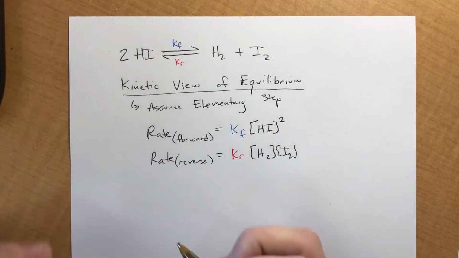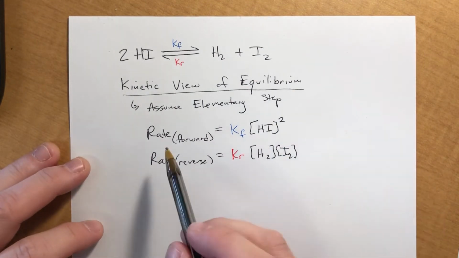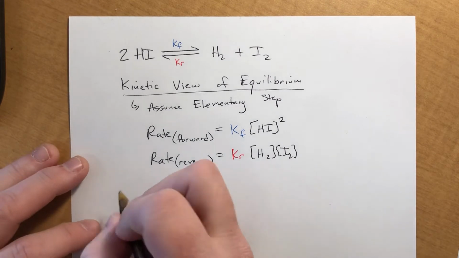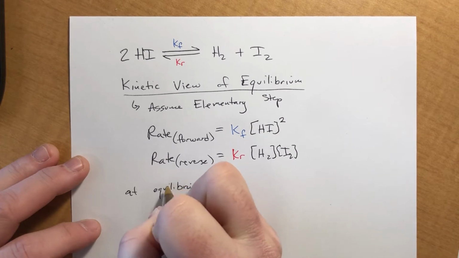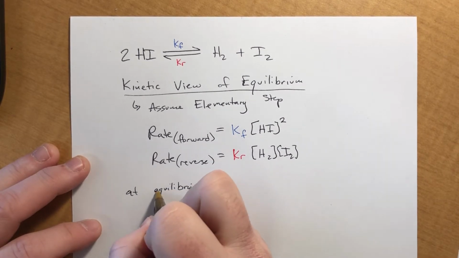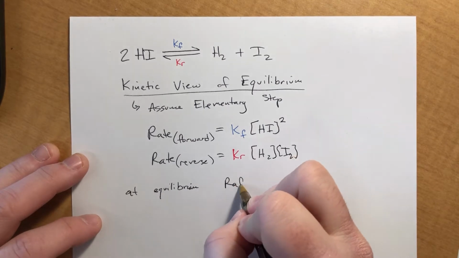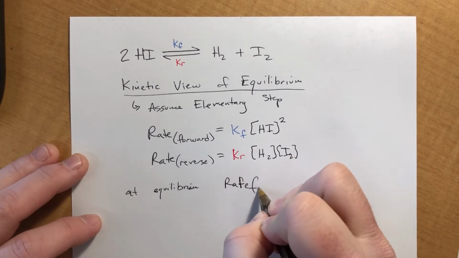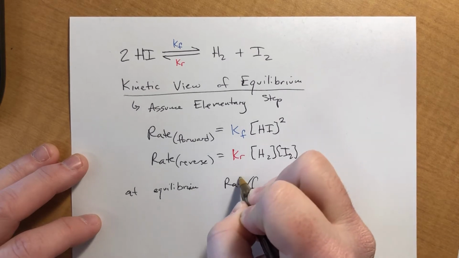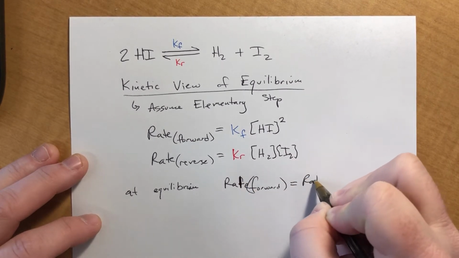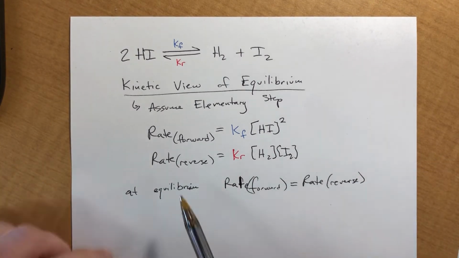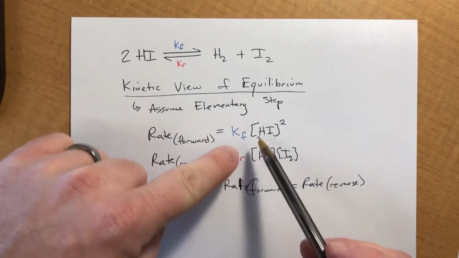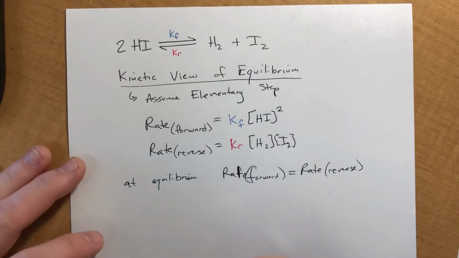Okay. So the fundamental idea of equilibrium is that you reach equilibrium when the forward rate and the reverse rate are equal. So basically, at equilibrium, the forward rate is going to be equal to the rate in the reverse direction. And that's how we know we've gotten to equilibrium. Because this is now equal to this, we can set these two things equal to each other. So I'm going to do that real fast.